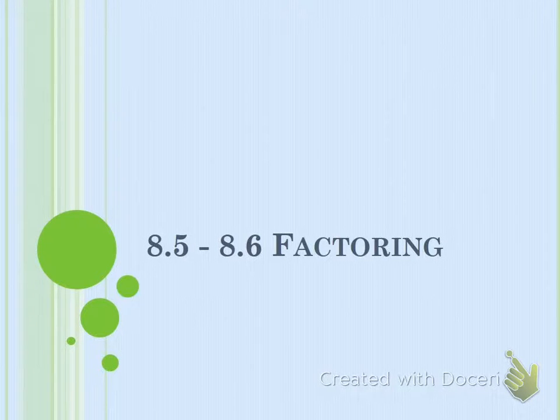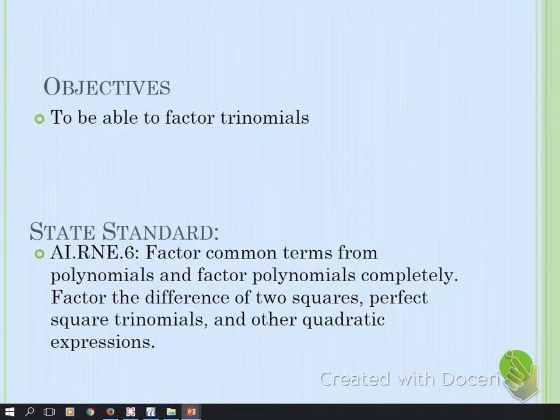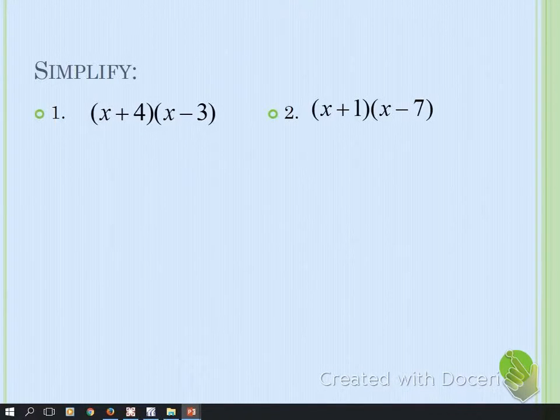Today we're going to talk about going backwards from what we've been doing in the past. So we've talked about adding, subtracting polynomials. We talked about multiplying polynomials. In the last couple of homeworks, we've talked about multiplying binomials. Here we're going to work backwards. We're going to go from a trinomial and try to create those two binomial factors, so factoring. So we should be able to factor trinomials by the time we're done.